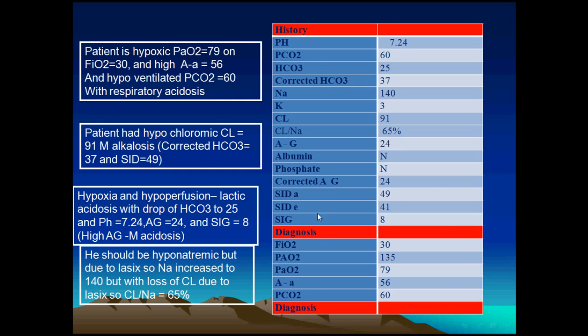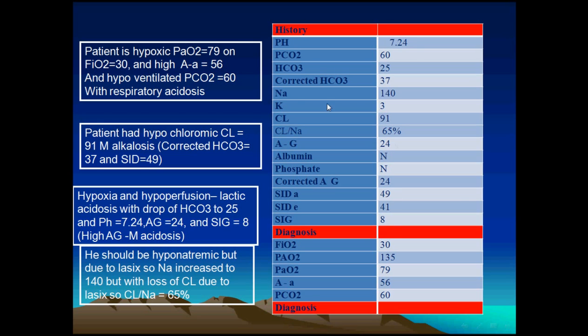Look at the buffer base. When you look at the buffer base, this is 41. It is an alkalotic one. This is the strong ion difference. The strong ion gap is 8. This means that we have an addition of acids, whether fixed or non-fixed acids. This is a high anion gap metabolic acidosis.